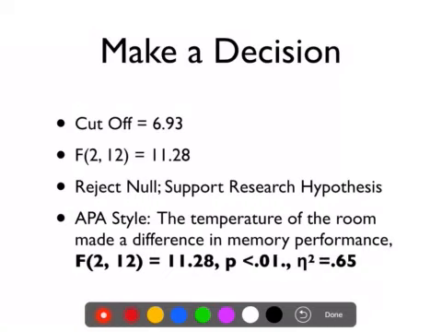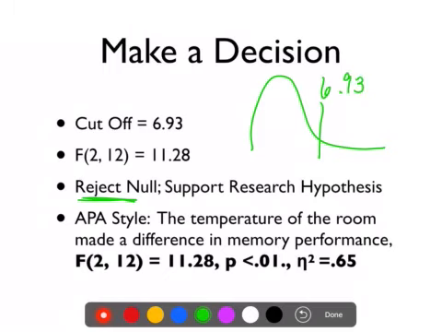So it's in the cutoff area, so we're able to, yay, reject the null. Remember, our F distribution looks a little bit different. So our cutoff value here is 6.93, and anything over here we cut off. Our 11.28 is in that area, so we're able to reject the null and support the research hypothesis.